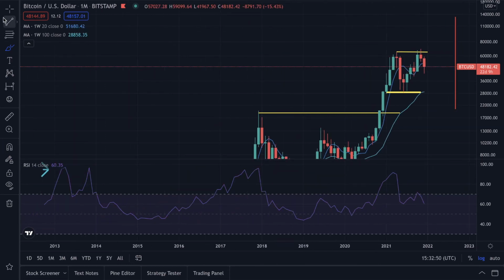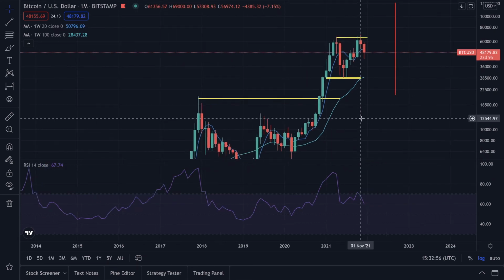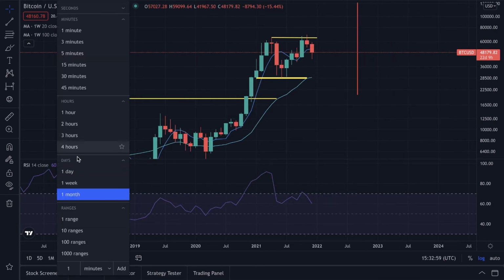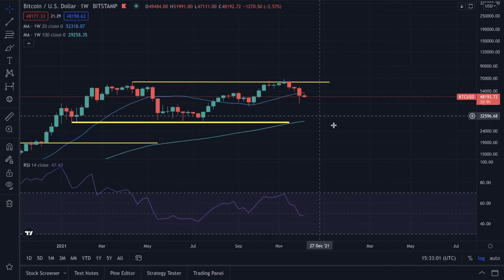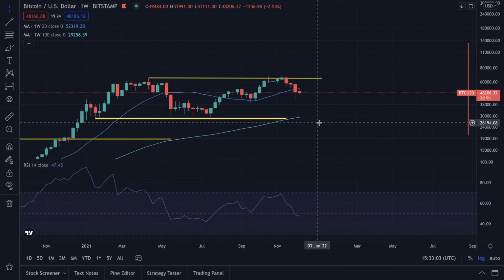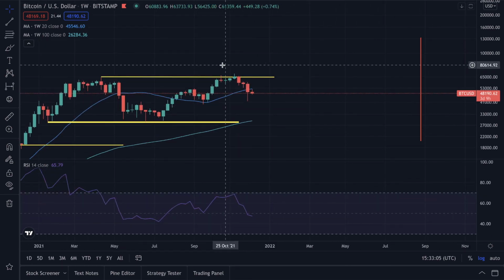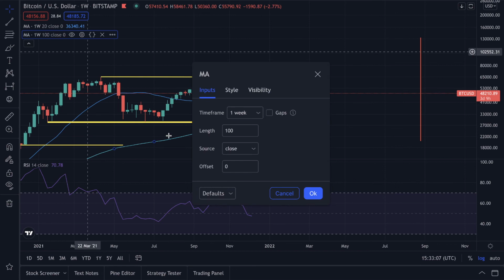So for now, Bitcoin is fighting against the 50 and 20-week. We'll have more information in the weeks to come. The more weekly candles that get printed, the more information we get, the better we can understand, or see a breakthrough somewhere, whether that's to the upside or to the downside.